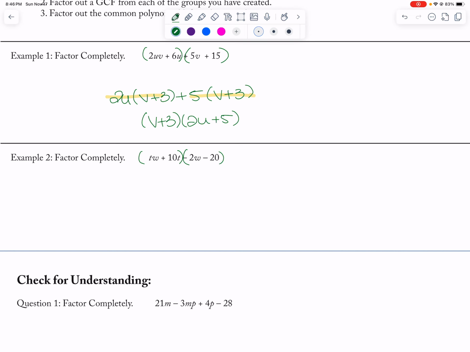Again, group the first two, last two. And if it doesn't work out where you get something that's in common like this in the end, then you messed up and you need to regroup them in a different way. So I can factor out a t, and I'm left with a w plus 10. And I can factor out a negative 2, and I'm left with a w plus 10. So now between the two terms, I'm left with a w plus 10 in common, and I have a t minus 2 left over.